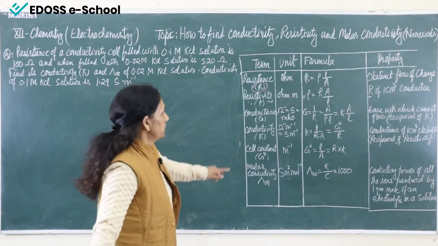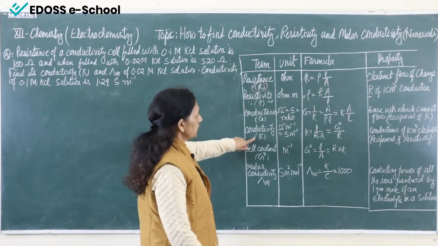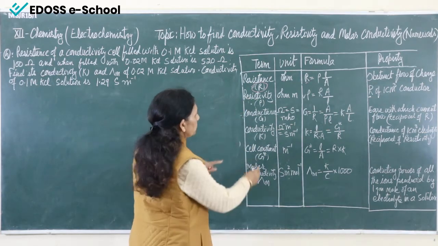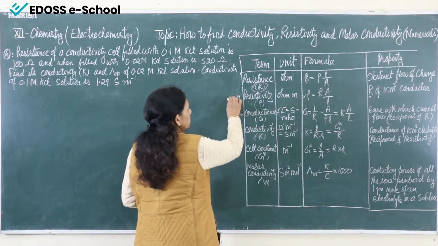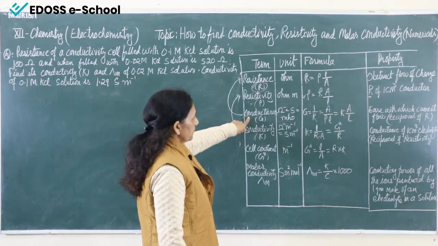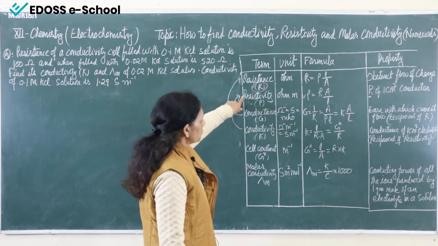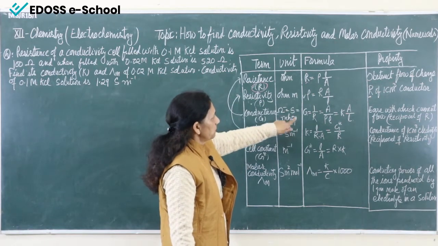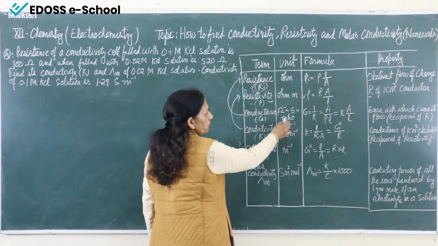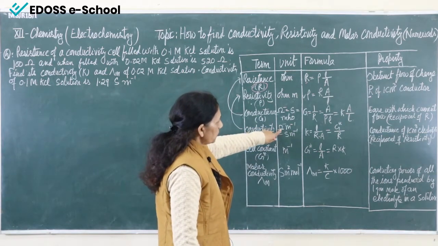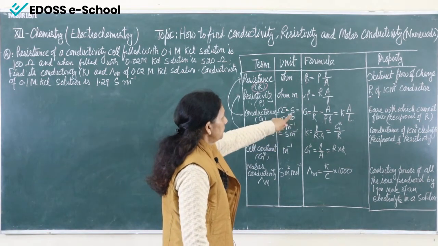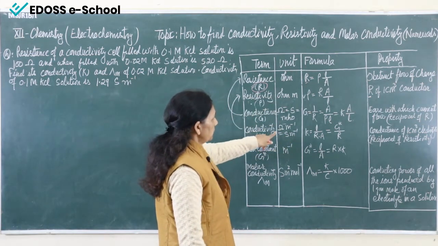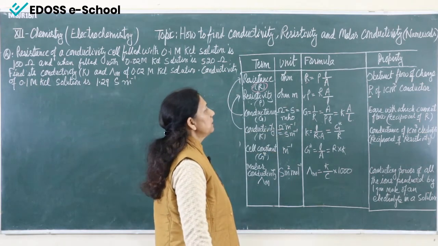Now see here, the next term is conductivity. The symbol for conductivity is K, and this is the reciprocal of this, remember. Conductivity is the reciprocal of resistivity. So if resistivity is in ohm meter, conductivity will be per ohm per meter. And per ohm means Siemens, so in place of per ohm we can write Siemens, and per meter stays per meter. So the unit for conductivity is per ohm per meter or Siemens per meter.